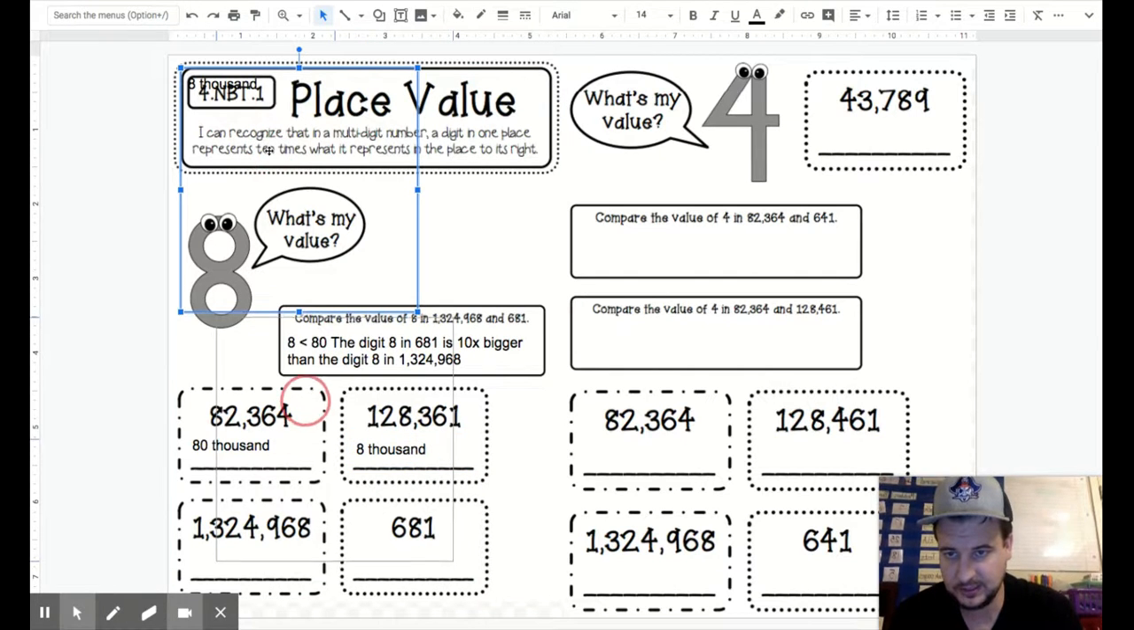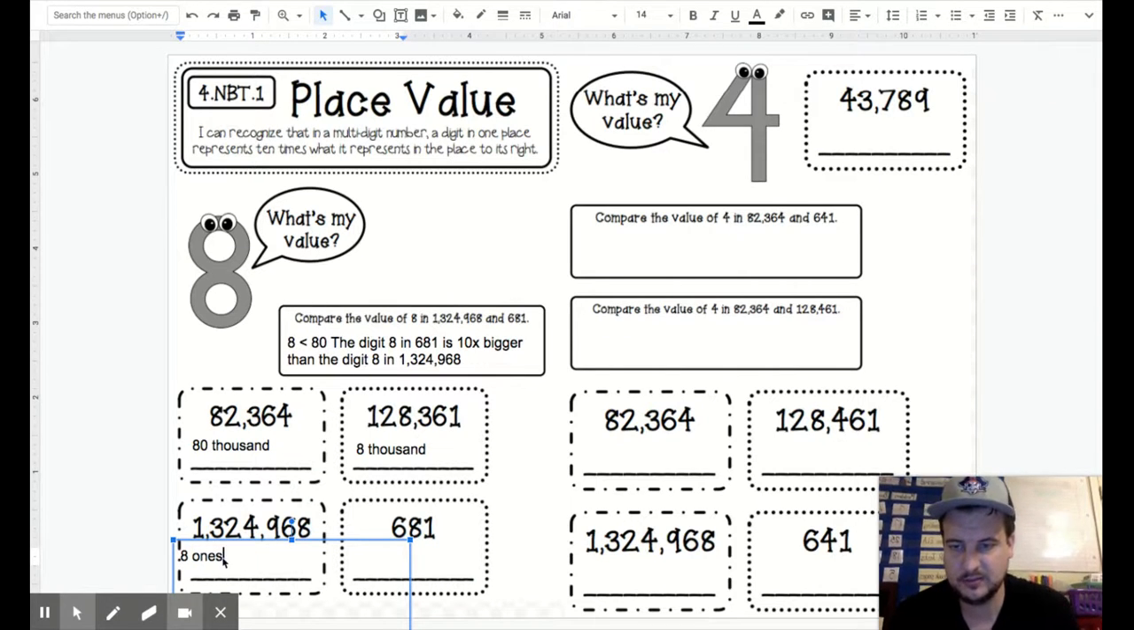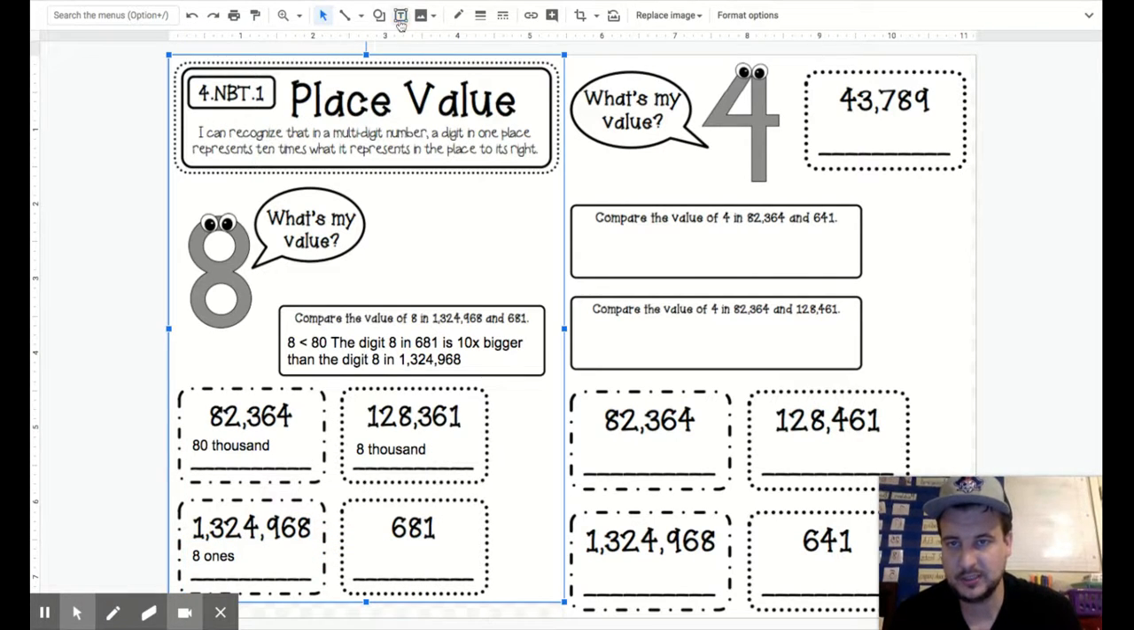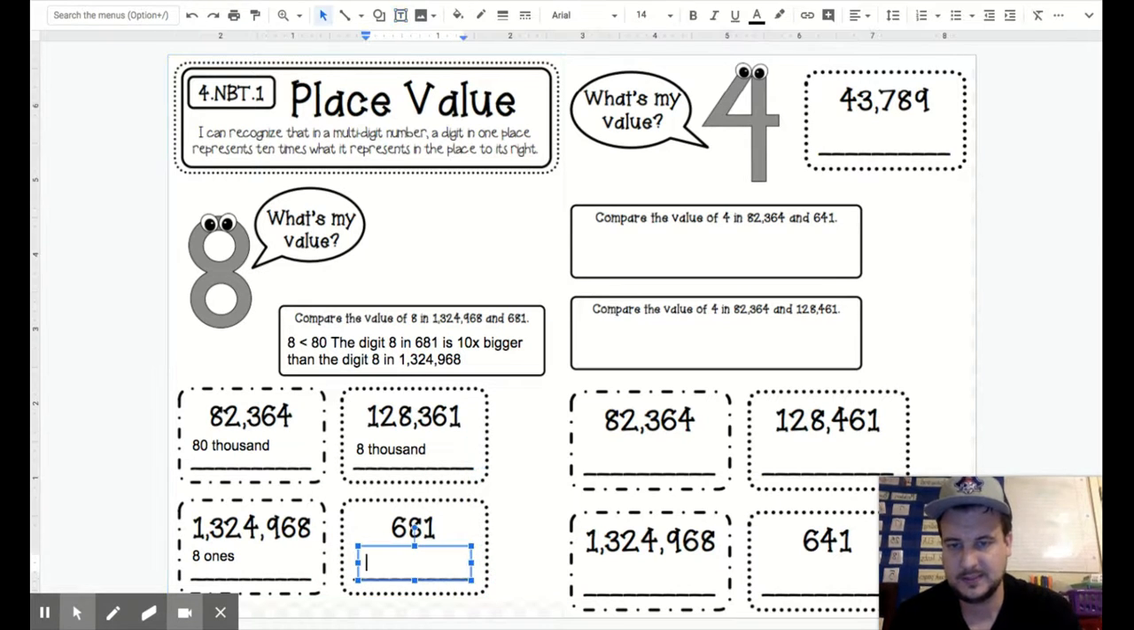All right, so I got another text box here. The 8 is in the ones place, so it's 8 ones. And then I need one more text box. You got 681, that would be 8 tens.